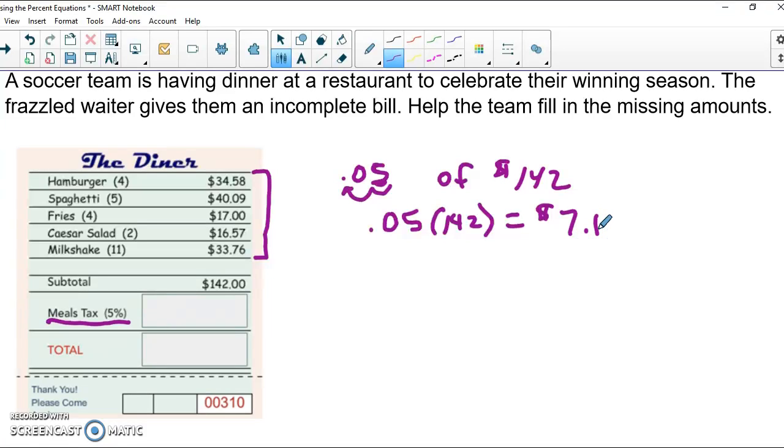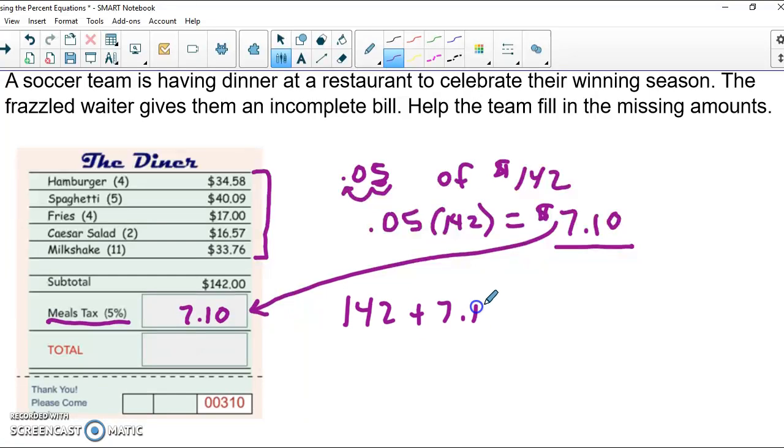But if I write 7.1 with a dollar sign, that doesn't make any sense. So I need to add a 0 to the end of this so that it shows $7.10. This is my amount of sales tax. I'm going to write that in here because that needs to be added to my subtotal to give me my total. So now if I add 142 plus $7.10, then I will get my total. So 142 plus $7.10 is $149.10. And that's my total.